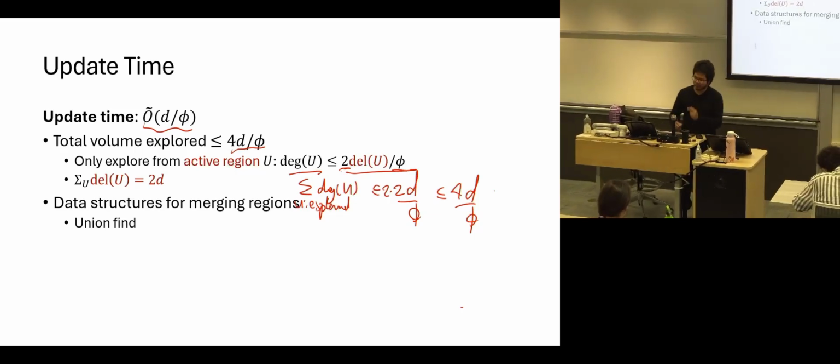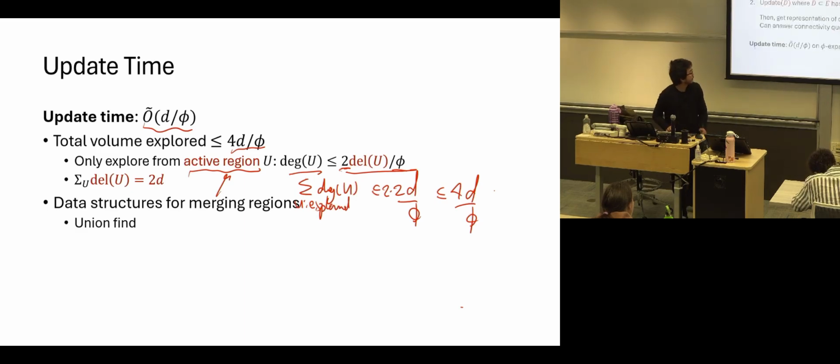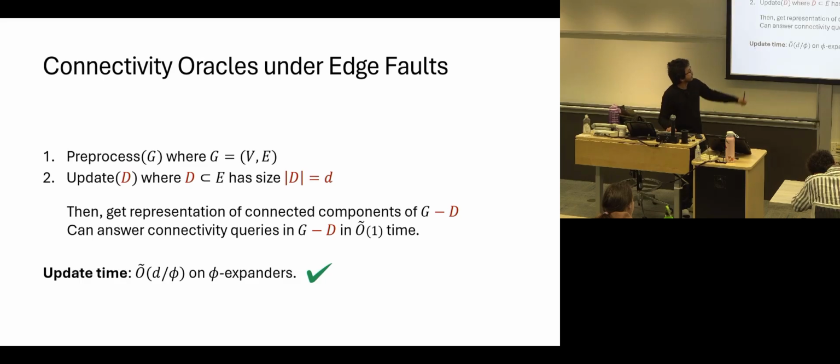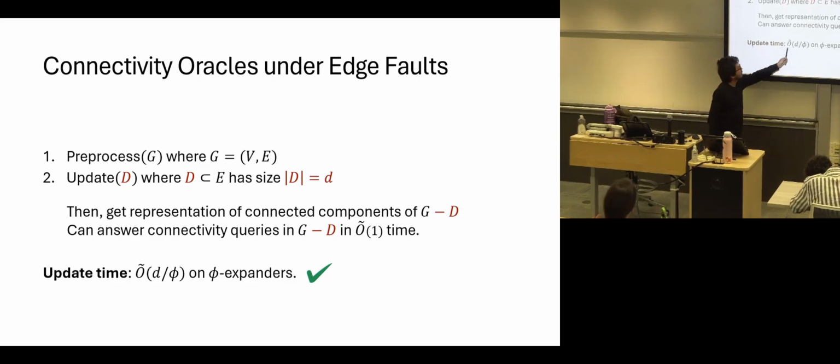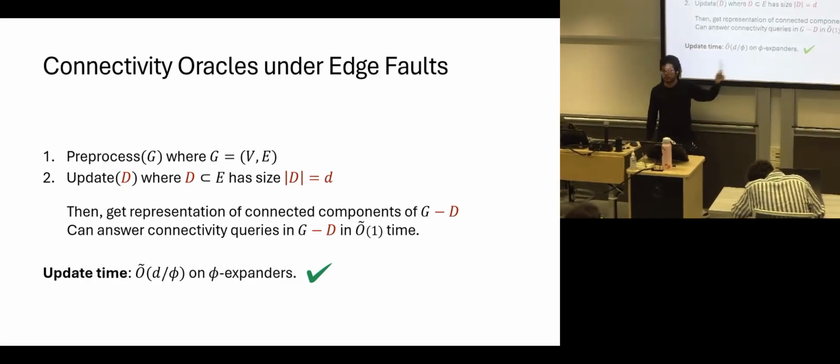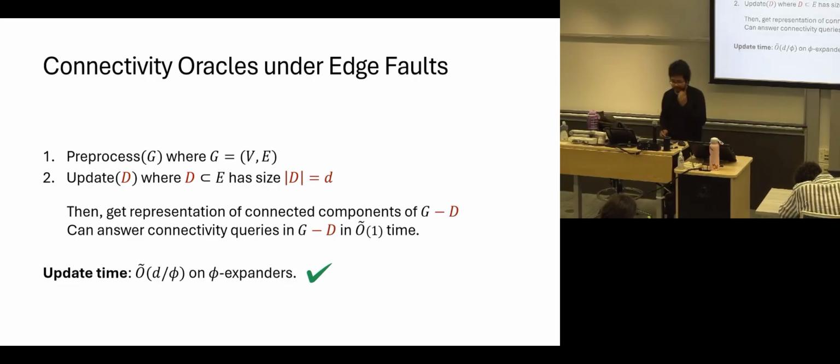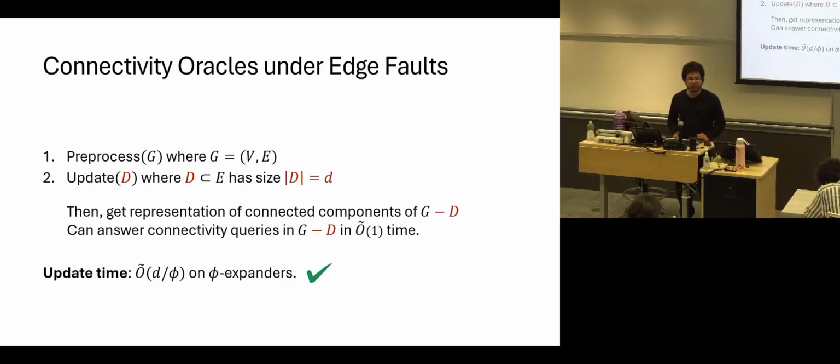But to answer your question, basically the point is that we explore from the active region. That's why we just spend time proportional to D, not the whole graph. Okay. Hopefully you are convinced that we can solve this problem on an expander. Questions about this?